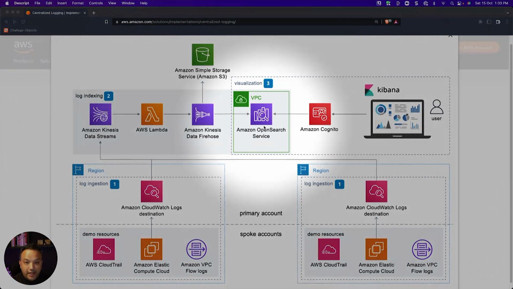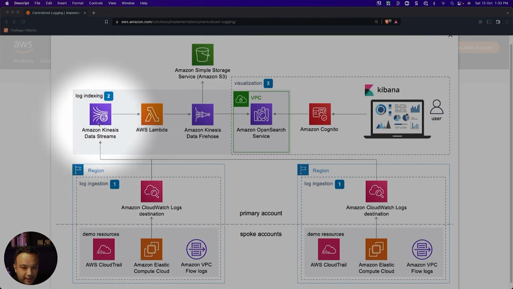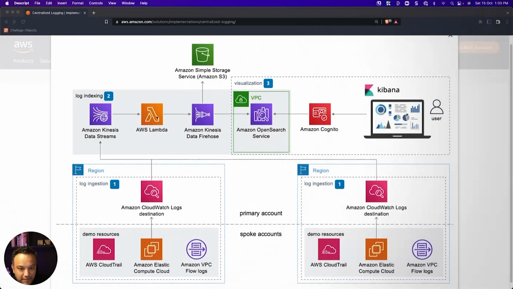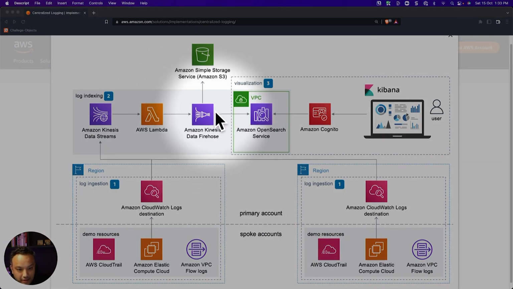So what they're doing here is they're pushing these logs into Kinesis data streams. Now, these are streams that are meant to ingest and transform data, right? They push it into these streams that are processed by Lambda, and Lambda uses different transformations and then pushes that into OpenSearch. You can also push this into S3, right?